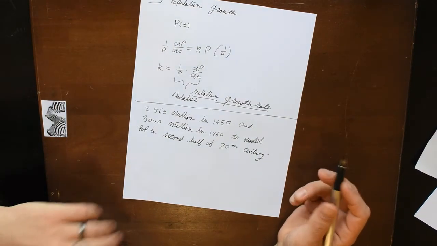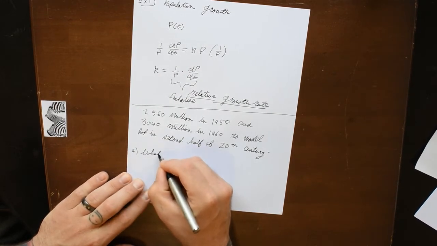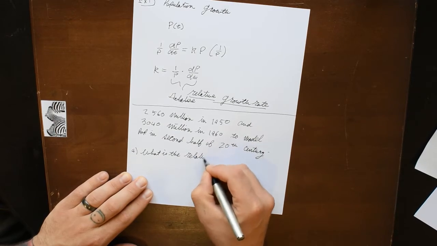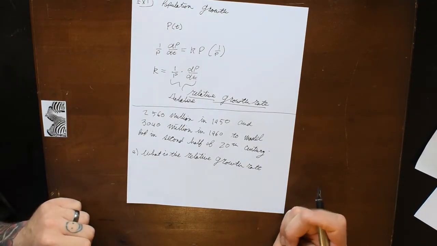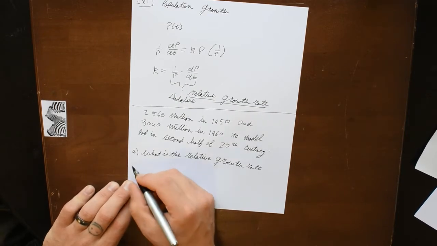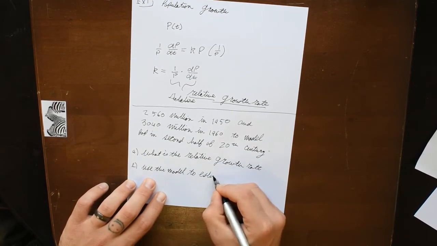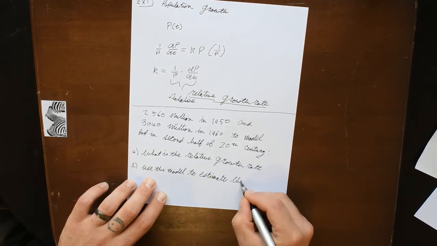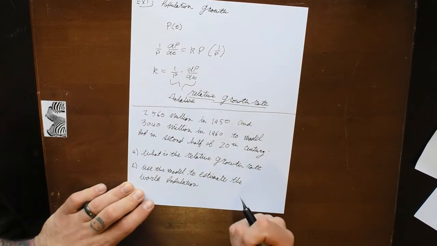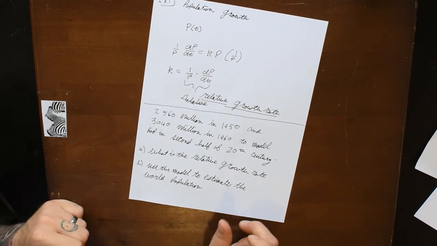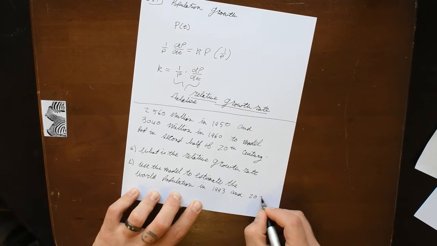Assume that the growth rate is proportional to the population size. We need that for the setup of the problem. What is the relative growth rate? We'll answer that. And then the second thing we'll do is we will use the model to estimate the world population in 1993 and 2020.